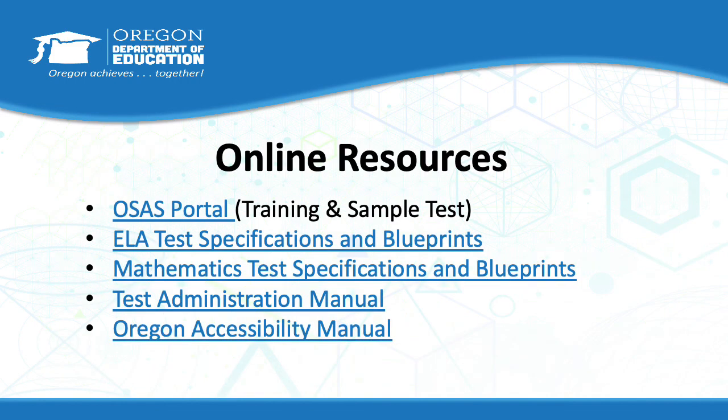This slide contains a list of linked resources that have been referenced throughout this training. First, the OSAS portal links to all components of the assessment system, including training and sample tests. Second, you can get more information on assessment blueprints, test design, academic targets, and the number of items from each claim by visiting the ELA and Math assessment websites. Finally, the Test Administration Manual and Oregon Accessibility Manual provide technical support and guidance for districts, schools, and educators.